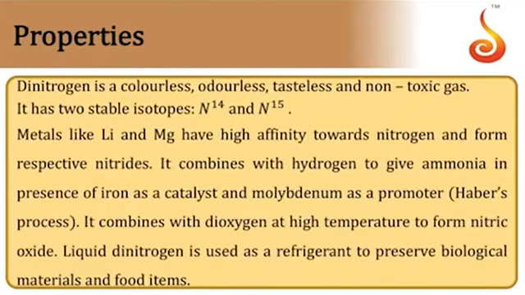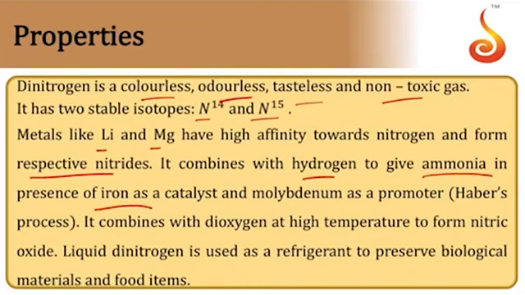Then, properties of nitrogen. It is a colorless, odorless, tasteless and non-toxic gas. It has two stable isotopes, 14 and 15. With elements like lithium and magnesium, it can form nitrides, so lithium nitride and magnesium nitride. It combines with hydrogen to give ammonia in the presence of iron catalyst and molybdenum promoter, which is nothing but the Haber's process. It also combines with oxygen at high temperature to form nitric oxide. And liquid N2 is used as a refrigerant to preserve biological material and food items.